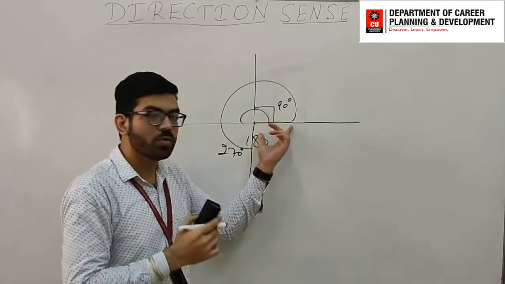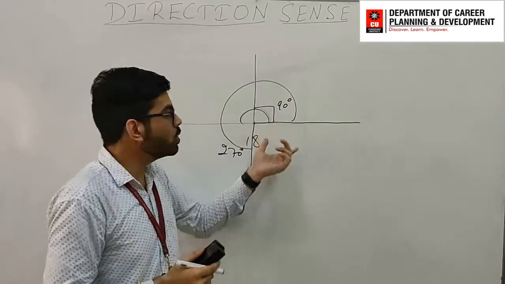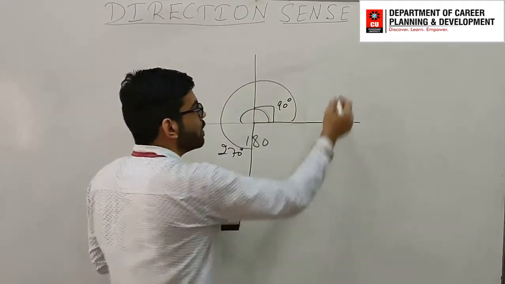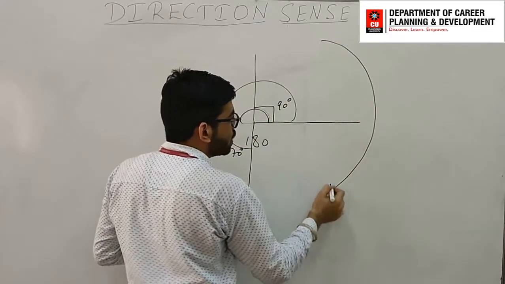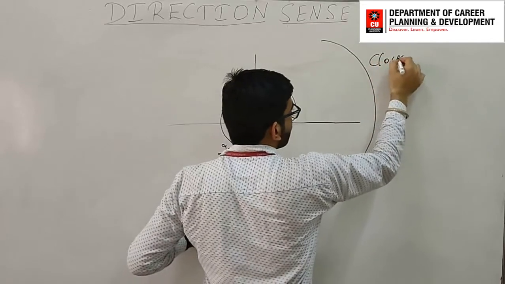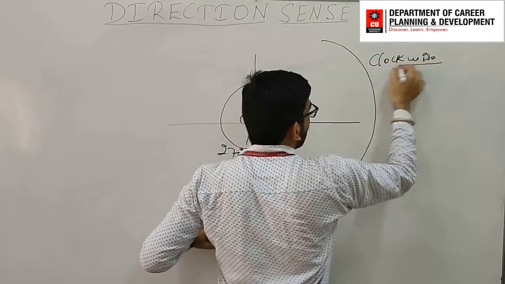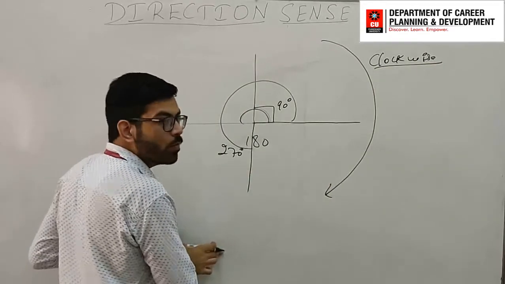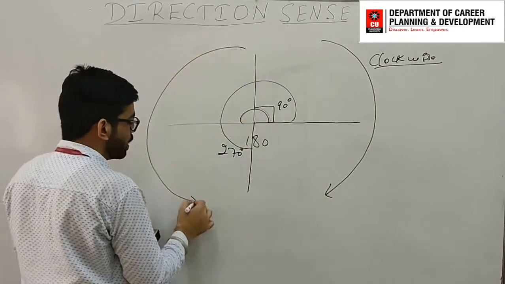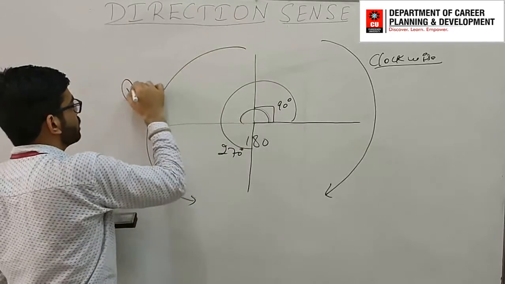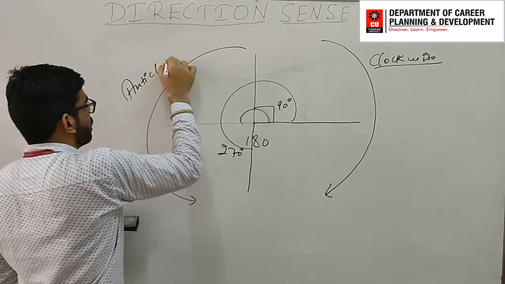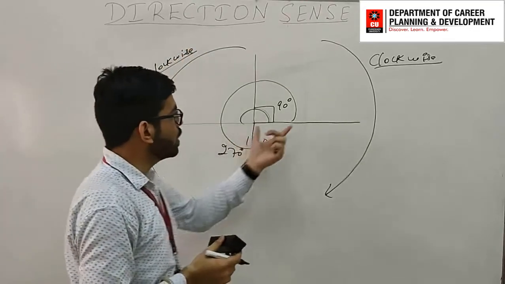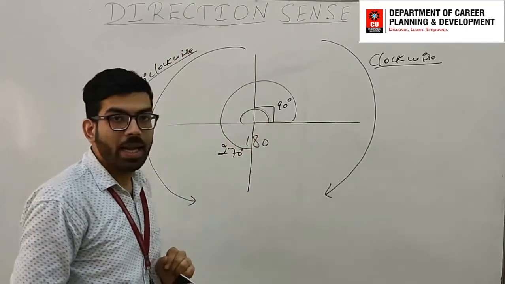The questions are like this. First of all, you need to know the directions. Suppose you are given the clockwise direction. As you know, the clockwise rotation will be like this. In the same way, the anti-clockwise rotation will be like this. So these are the cases of your directions in terms of angles.